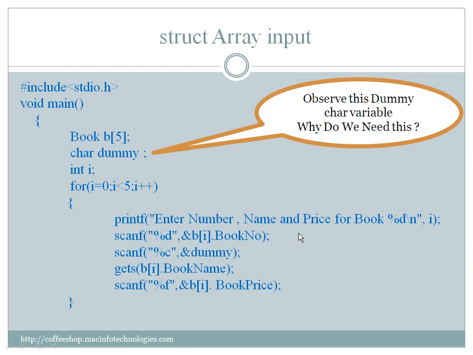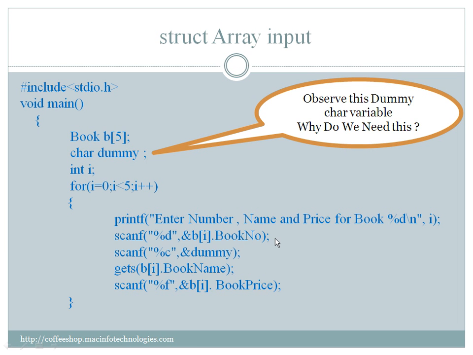First we say, enter the number, name and price of book %d. In place of %d, the i value is being printed. So it says enter number, name and price of book 0, because 0 is the first index of the array. Then the user enters a book number, which will be taken into b of i, that is b of 0, since i is initially 0: b of 0 dot book number. Don't forget the ampersand. The ampersand is very important. Book number is a normal integer variable, so we have to use %d here.